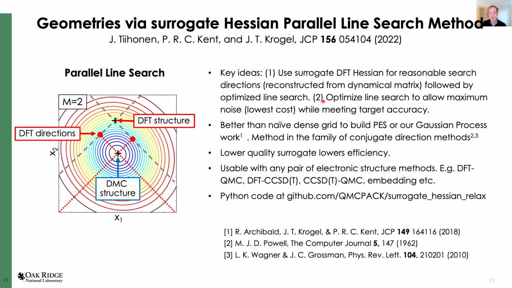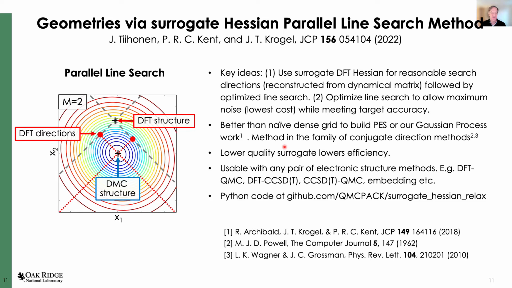But then a key second idea is that with some knowledge of the potential energy surface, we can optimize the line search so that we use the cheapest and hence noisiest statistics that we possibly can while meeting the target accuracy that we're trying to do the optimization for. And so this clearly is going to work much better than a naive dense grid search, where we compute the potential energy surface with small error bars everywhere, for example. And this also works better than our previous Gaussian process-based approach.